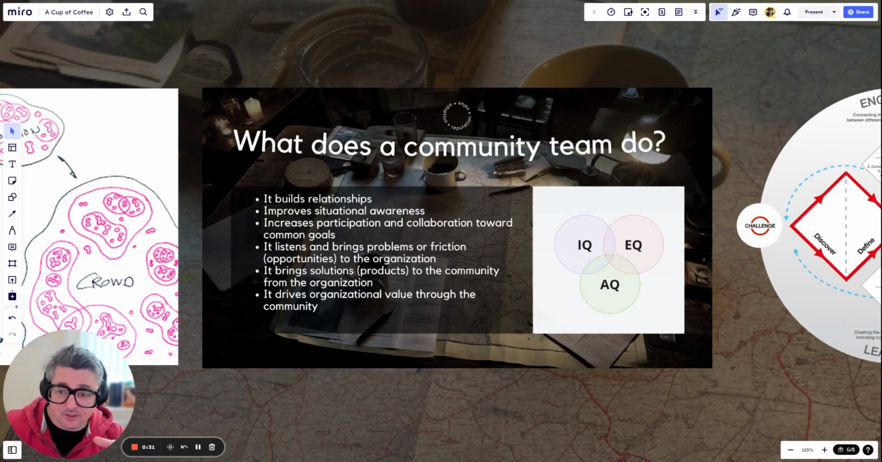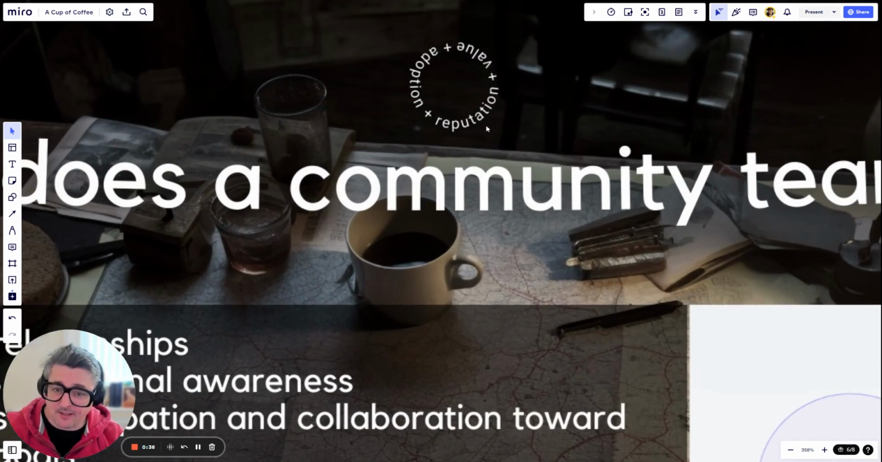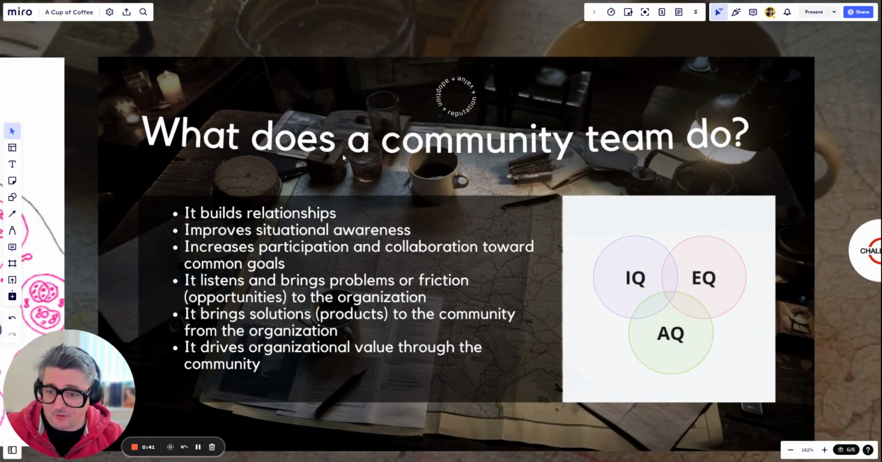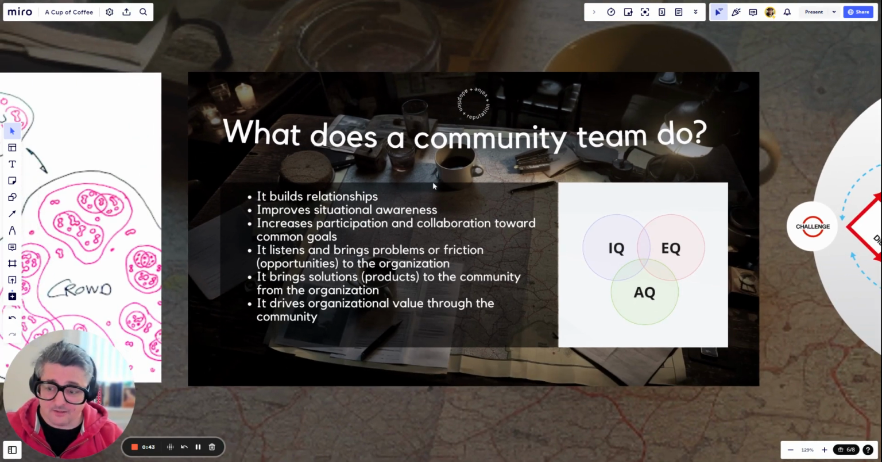Let's stick with what does a community team do? I think ultimately it's about driving adoption, value, and reputation for the community itself. So that's a shared value, a bigger piece of the pie for everybody. A community team is about building relationships, improving situational awareness, so increasing signal to noise ratio. It's also about not just engagement, but increasing participation, meaningful participation and collaboration towards common goals.